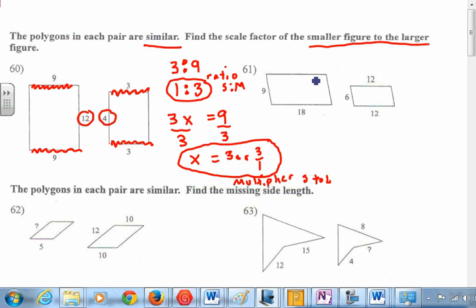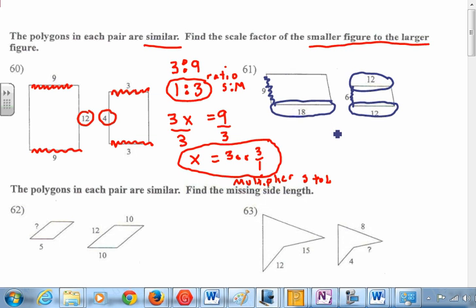Okay, for problem 61, we need to make sure we know what's matching up. So the 9 side matches up with the 6 side. The 12 sides match up with the 18 side. So I circled the 18 first. Now I'm circling the 12 to show that they match up. Long matches with long. Small matches with small.